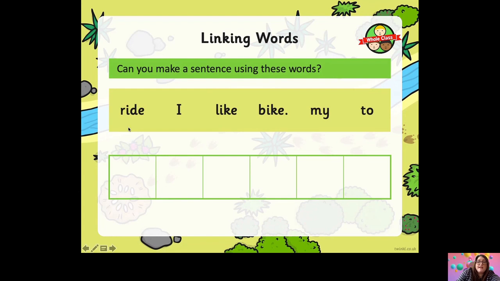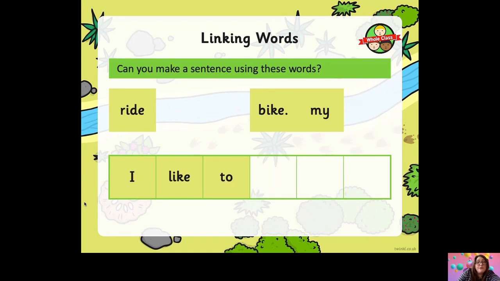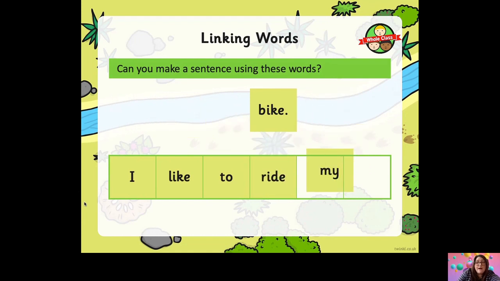And another one. Let's read the words together first. We've got ride, I, like, bike, my, and to. So, do you know what our first word is going to be? That's right, it must be I, as that's where our capital letter is. I like to ride my bike. And again, we know bike would be the last word, as that's the word that has a full stop.